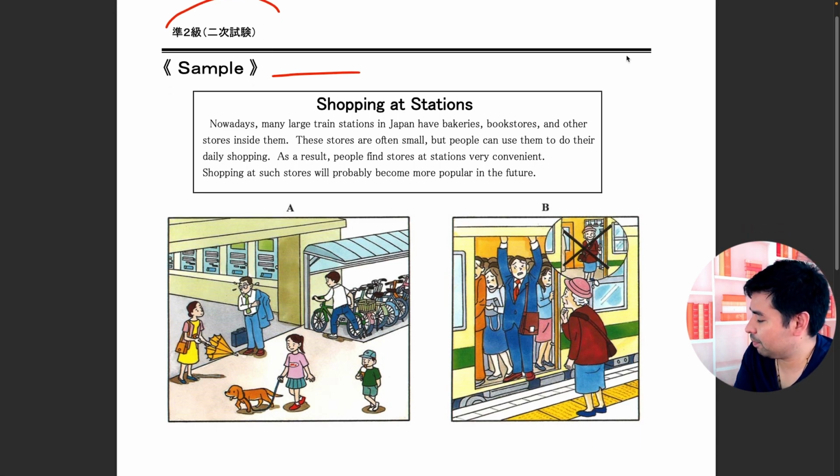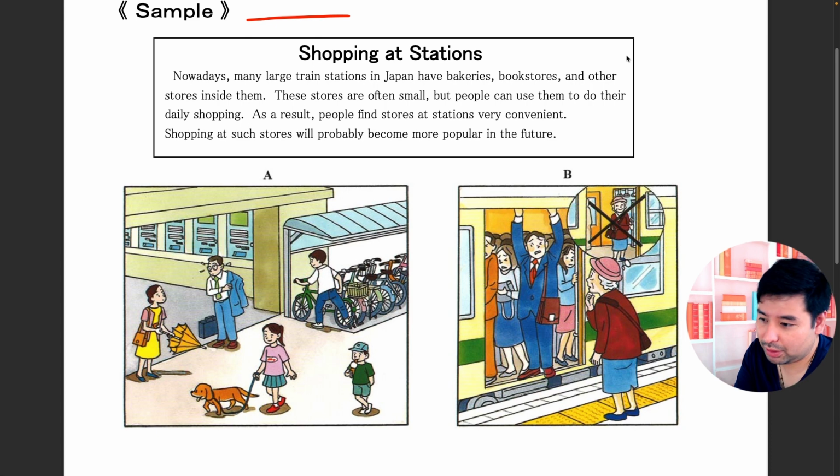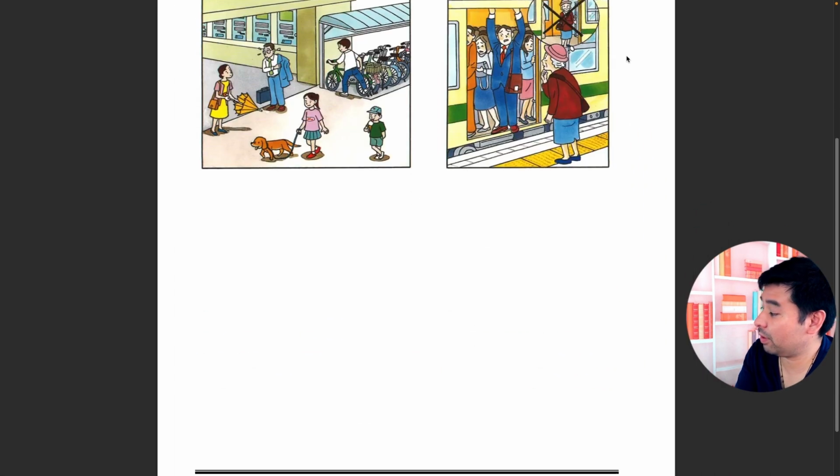And then we have this picture A, and we have this picture B, as you can see here. So of course, it's very important for you not only to read the text carefully, but also to pay attention to the 2 pictures. Otherwise, it's not going to be easy for you to answer that. And then let's take a look at the question paper.